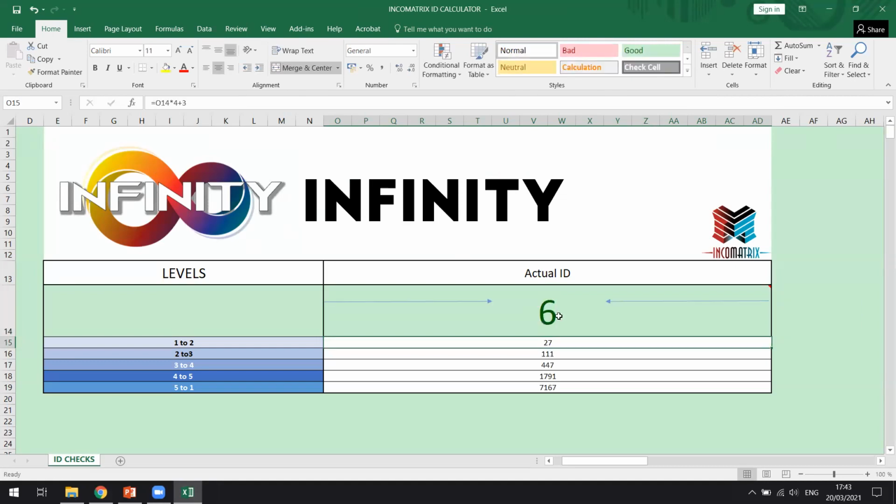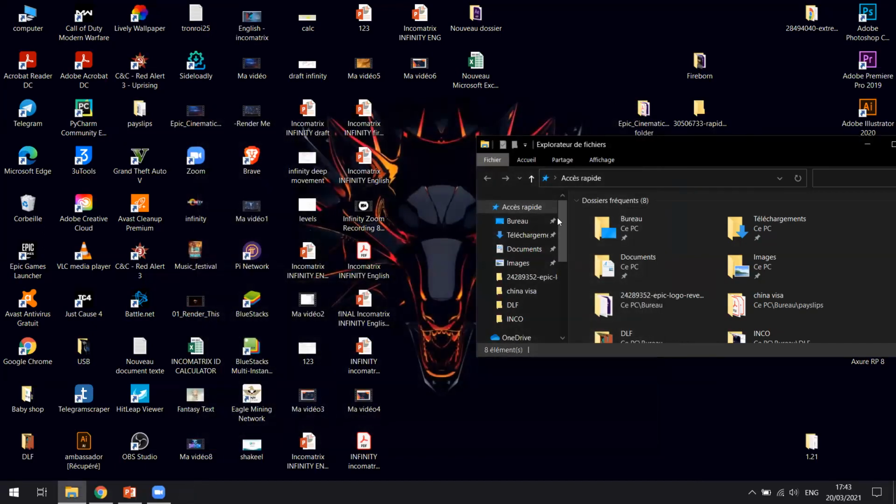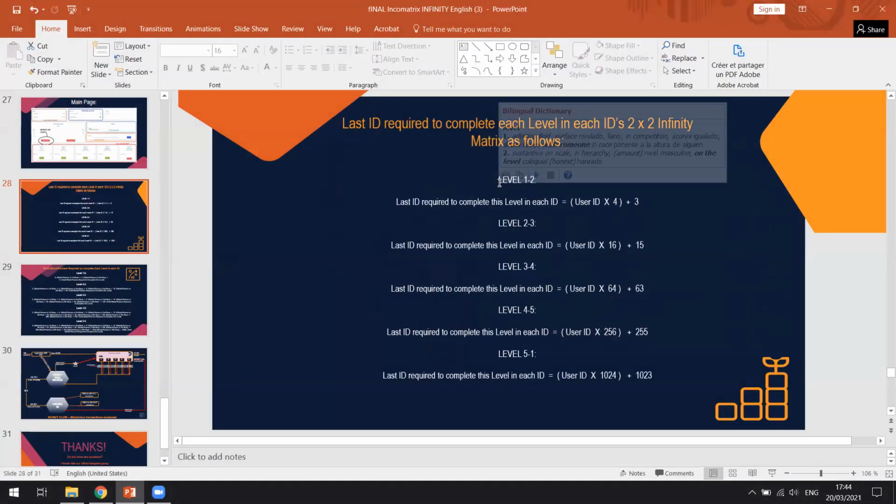Okay, 6, you click, and automatically you will have every single ID you require to move from level 1 to 2, 2 to 3, 3 to 4, 4 to 5, 5 to 1. Every single ID. You just come here, click your ID. We don't even want you to calculate. We calculate for you. So this will be shared with the people as well. Rather, we will attach it to the website itself as an attachment, or find a way to make it part of the website itself.